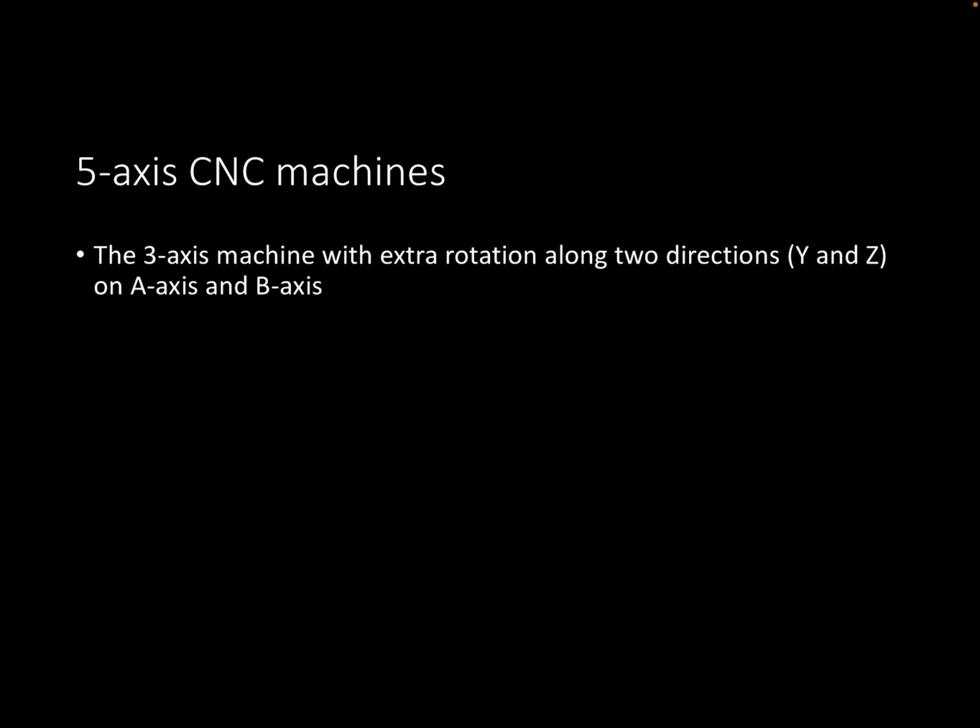Now come to the 5-axis CNC machine. The 5-axis CNC machine is basically the 3-axis machine with extra rotation along two directions. Those directions are Y and Z direction, on the A axis and B axis. The rotations are respectively given by the bed and spindle movement. Spindle movement basically is the pivot point.